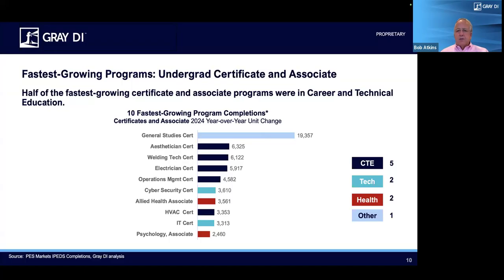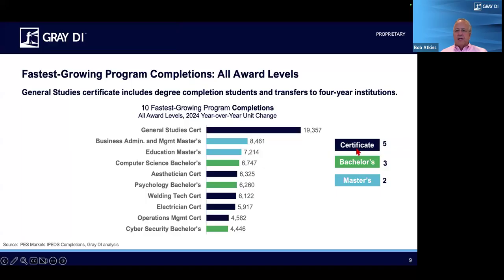But it does look as though, and again, we'll double check it, that the traditional MBA had a little bit of a comeback. Now, 8,000, on a base of well over 100,000 completions. So it's not a huge growth rate. It's just a reversal of a long decline that we've seen.